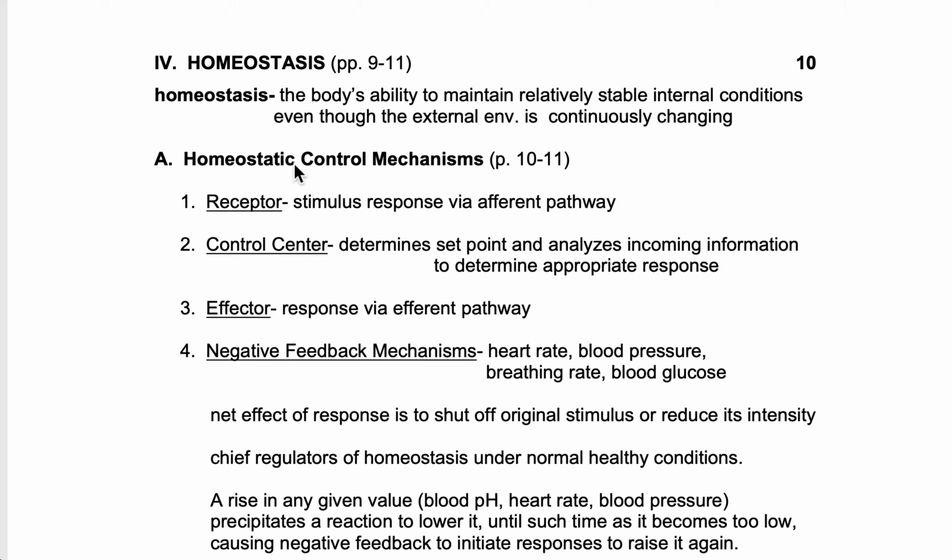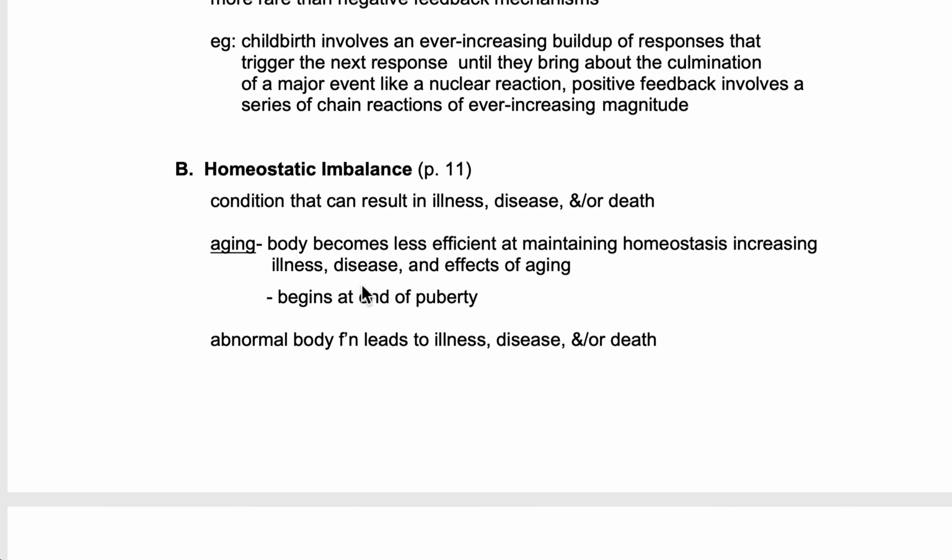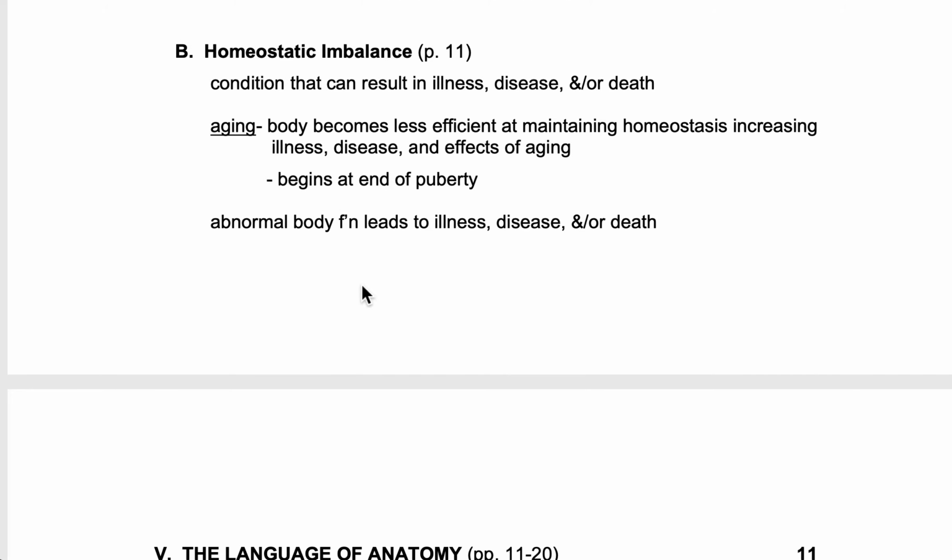We're going to skip homeostatic control mechanisms. We're not going to look at positive and negative feedback. We're going to leave that for biology and A&P. The letter B, though, homeostatic imbalance, I do want you to know that when we are in imbalance, this condition can result in illness, disease. Now, for note-taking, instead of writing that whole word out, just write the letters D and Z, the end of the alphabet, for disease and/or death.